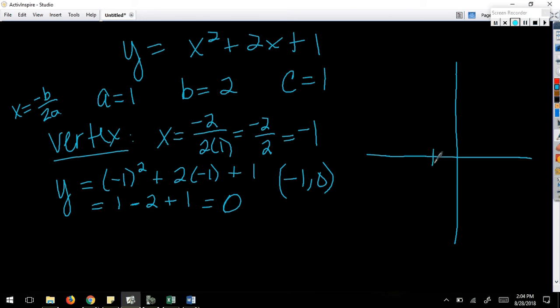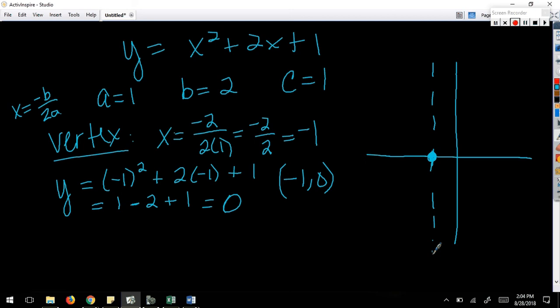-1, 0. Okay, guys, I feel like I'm fighting for some of your attention. Please, there are too many people in here to carry separate conversations. Axis of symmetry, vertex. Yes? The only new part right now is we put it on a graph. Is everybody okay? All right, next step.